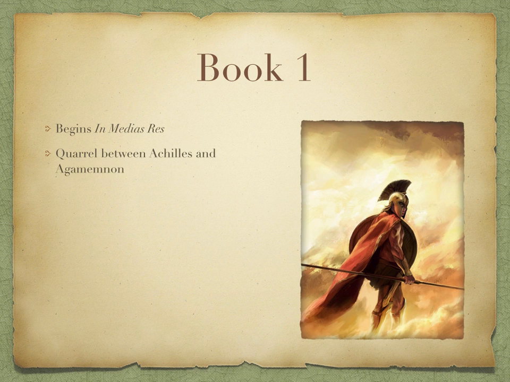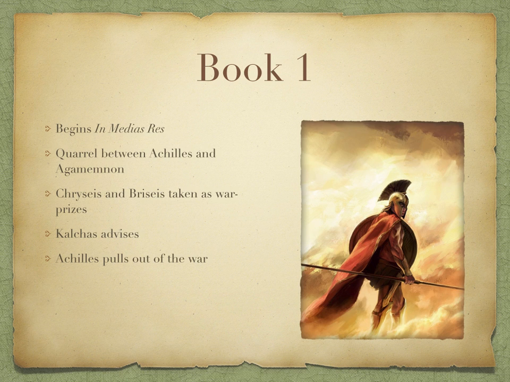We begin with the quarrel between Achilles and Agamemnon. Chryseis and Briseis are taken as war prizes, and Calchas advises the fighters that they must stop this fighting and give the girls back in order to stop the plagues raining down upon the Greeks. Because Agamemnon takes Achilles' prize, Achilles then pulls out of the war, and we do not see him until much later. He is totally going to pull out of the war.